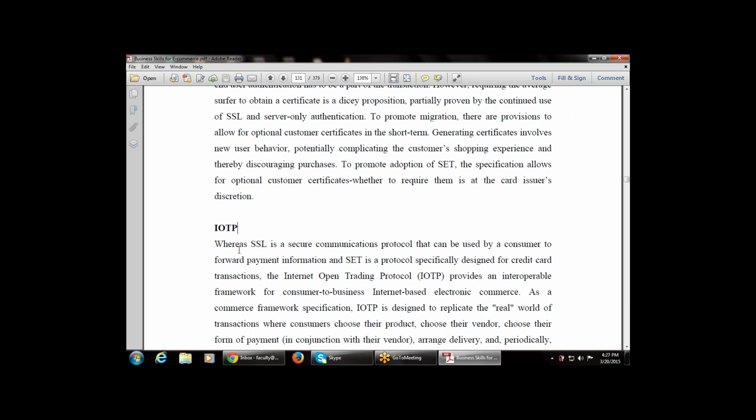Whenever we do commerce over the internet, that is e-commerce, the trading of goods and services, there is a protocol that is used, that is IOTP, which provides interoperability for consumer to business internet-based e-commerce. E-commerce is the buying and selling of goods and services over the internet, and IOTP is one of the best protocols that makes the transaction effective and efficient.